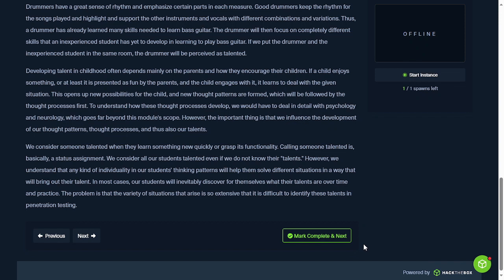To understand how these thought processes develop, we would have to deal in detail with psychology and neurology, which goes far beyond this module's scope. However, the important thing is that we influence the development of our thought patterns, thought processes, and thus also our talents. We consider someone as talented when they learn something new quickly or grasp its functionality.